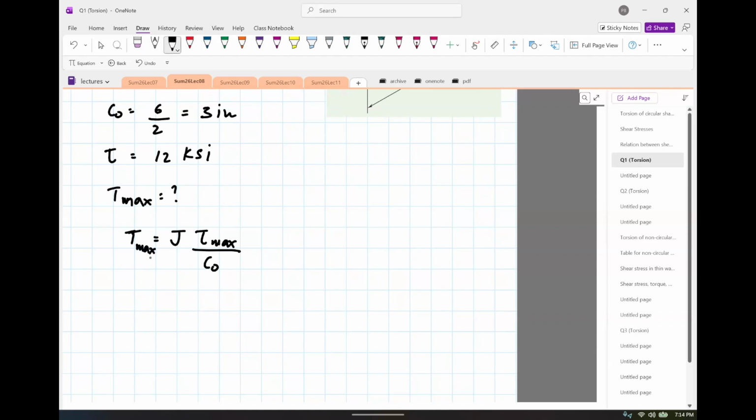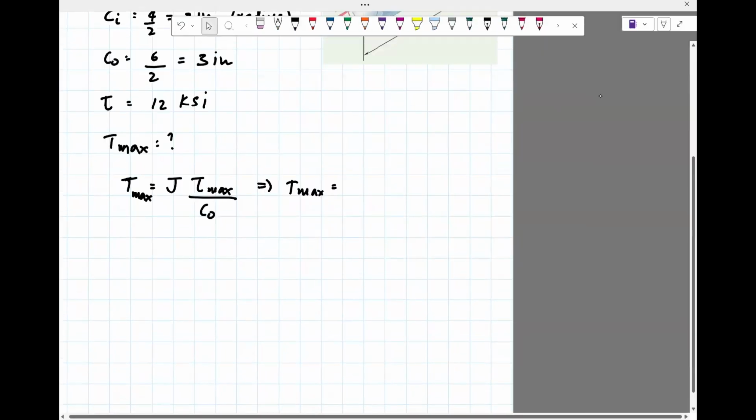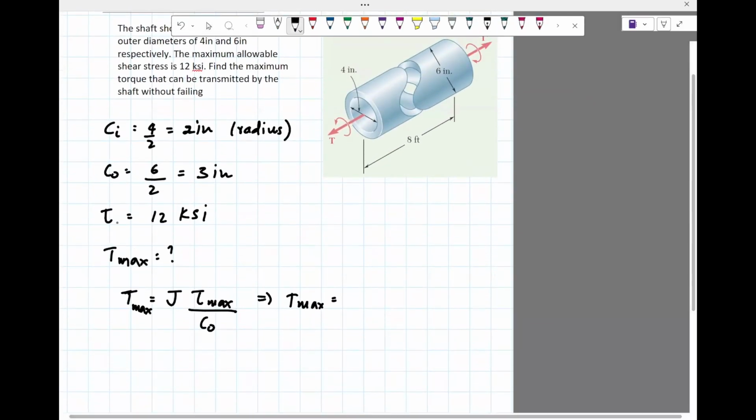This is actually the max here in this particular problem. Okay, so now we have to compute these values. So tau max is an unknown, so let's keep it as it is. J, we'll compute J. The maximum shear stress it can bear, this is actually the max shear stress. This is like a design stress.